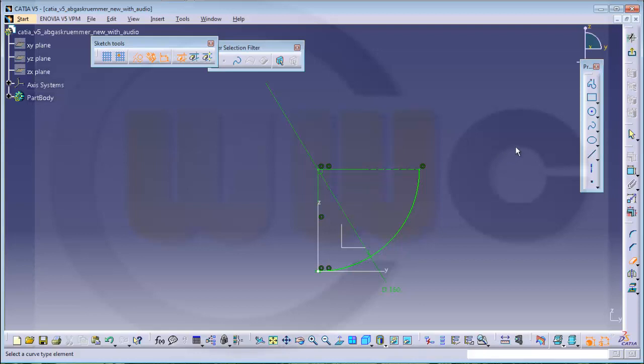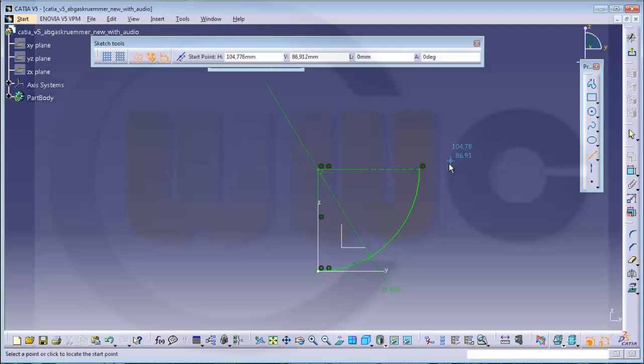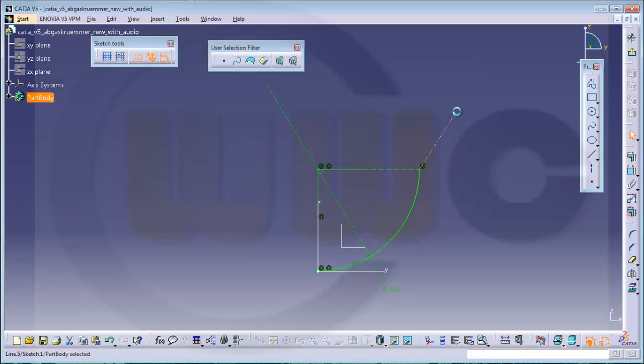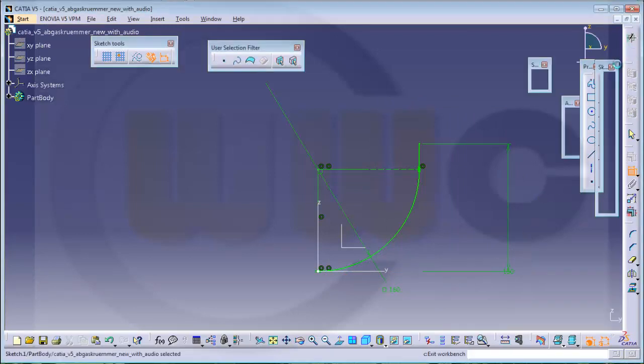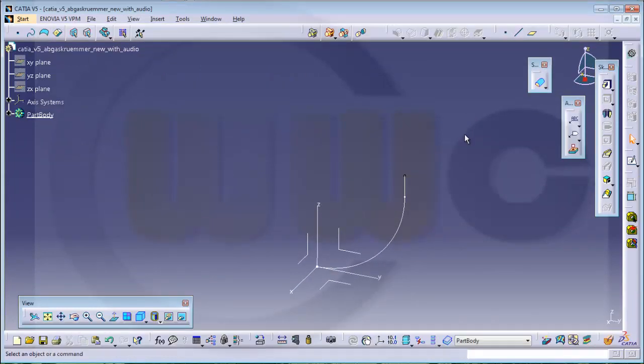Okay, and then I need another line which should be a normal one. This should be tangent, and the length should be 100. So this is my first curve. Yeah, I need another one.